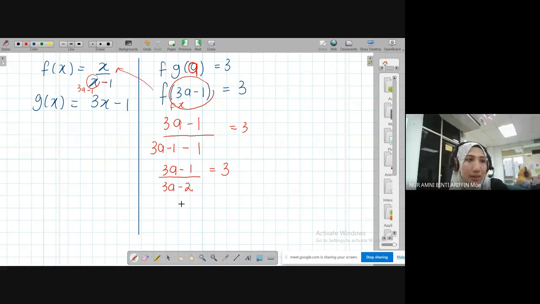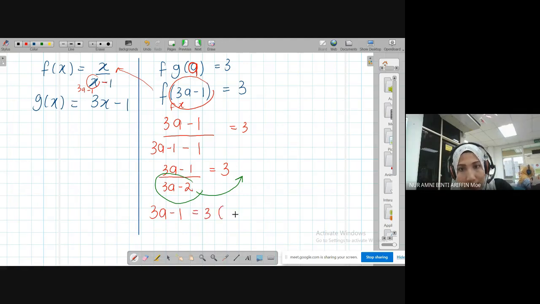Cikgu, I stuck di mana? Sini. Yang ini you darab je lah. You just transfer denominator ni to your right side. Darabkan je lah. Bawa pergi kanan untuk you darab. Oh. Ya, ini kan bahagi. This one is divide, right? So you transfer to your right side become multiple. Dia akan jadi darab. So kita akan dapat 3A minus 1 equal to 3 in bracket 3A minus 2.